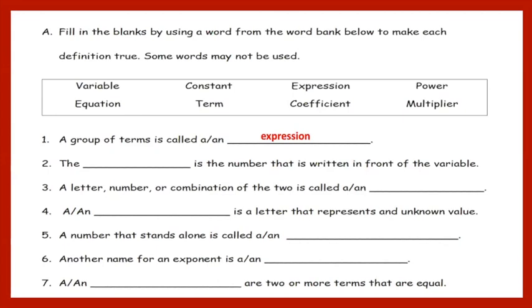If you said expression, you are correct. Like I said earlier, a group of terms together is called an expression. We know an expression does not have an equal sign. Let's move to number two. The blank is the number that is written in front of the variable. What is the number that is written in front of the variable? I'm going to give you a second to answer the question. If you said coefficient, you are correct. Excellent job. The coefficient is the number that is written in front of the variable. When we looked at that first example, we had 54. That was the coefficient.